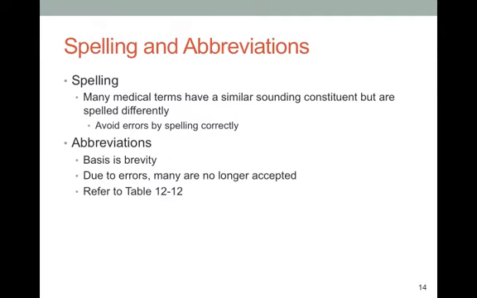Abbreviations. The basis is brevity. Short and concise is what I mean by that. Due to errors, many are no longer accepted because they can easily be mistaken for something else. Refer to table 12.12 in your book on this. Many EMS agencies have only an accepted list of abbreviations, but whenever you're writing abbreviations, you're trying to shorten your verbiage so that your information is concise.